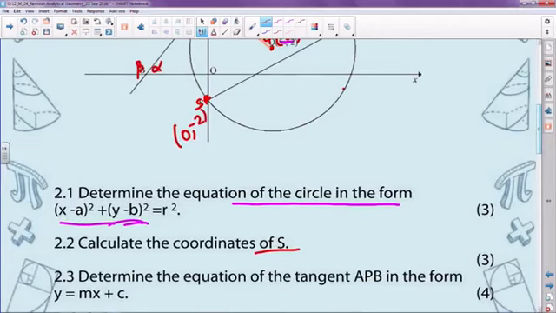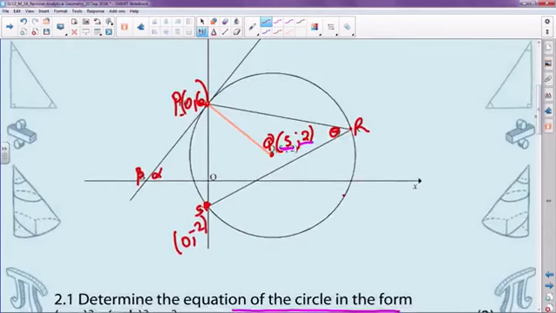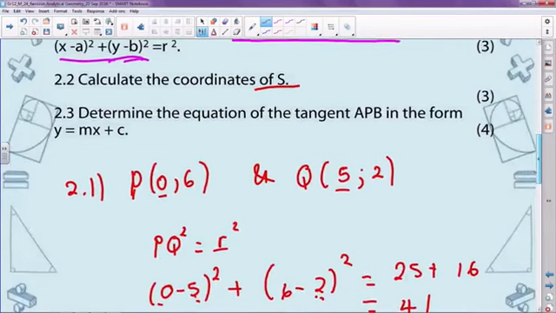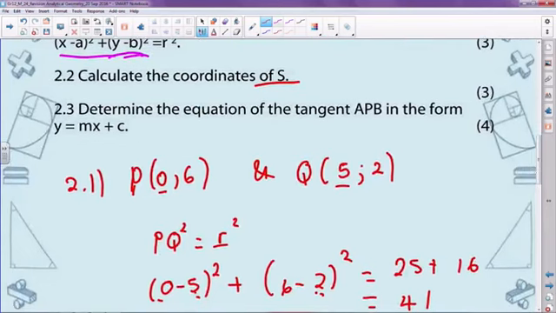And it makes sense for the coordinates at point S to be negative because we are on the negative side of the y-axis. All right, guys, so let's quickly have a look at the last part. I want to get as much of this done as possible. We then say determine the equation of the tangent APB in the form y is equal to mx plus c.